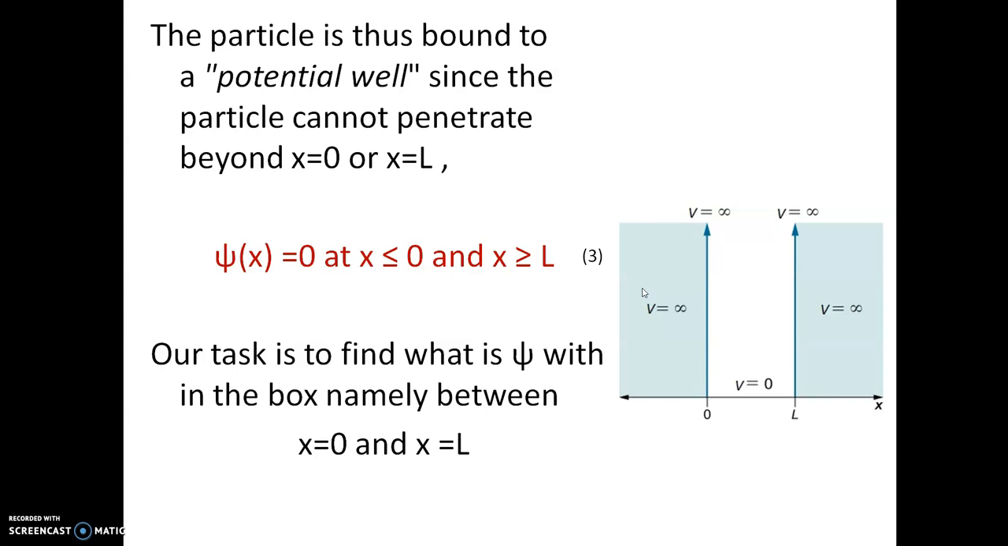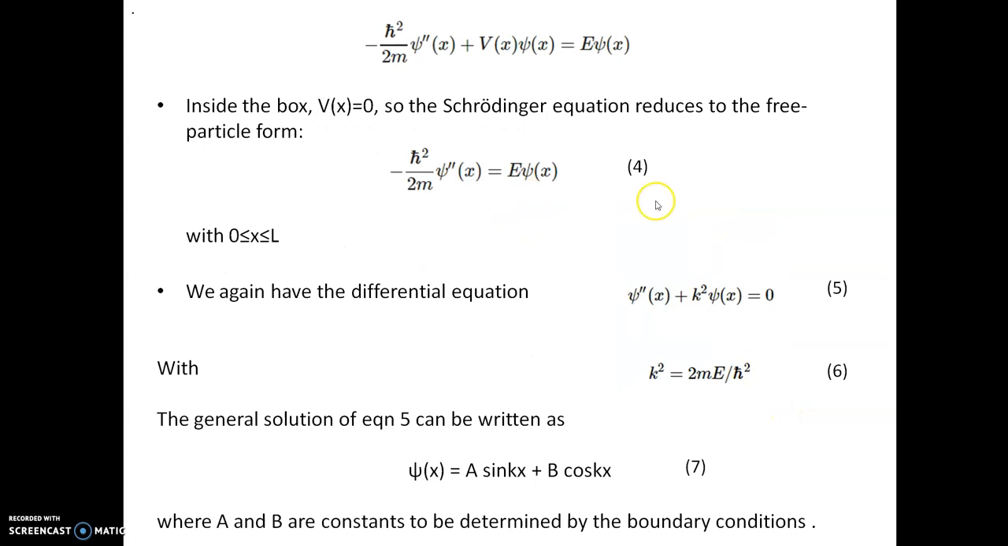Now our work is to find what is psi within the box. That means within this potential well. So we are going to find what is psi within the box, namely between the boundaries x equal to 0 and x equal to L. Now we see that this is the famous Schrodinger equation, minus h cross squared by 2m dou squared psi by dou x squared plus V psi is equal to E psi. We are now finding what is the wave function that the particle can have within the box.